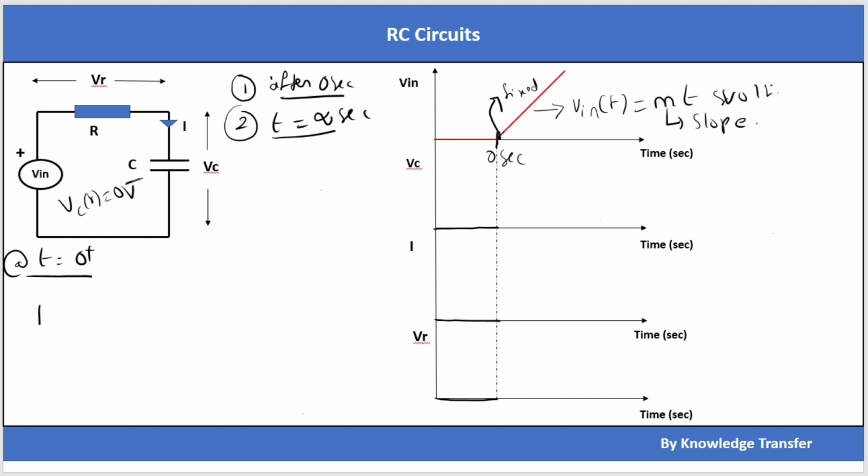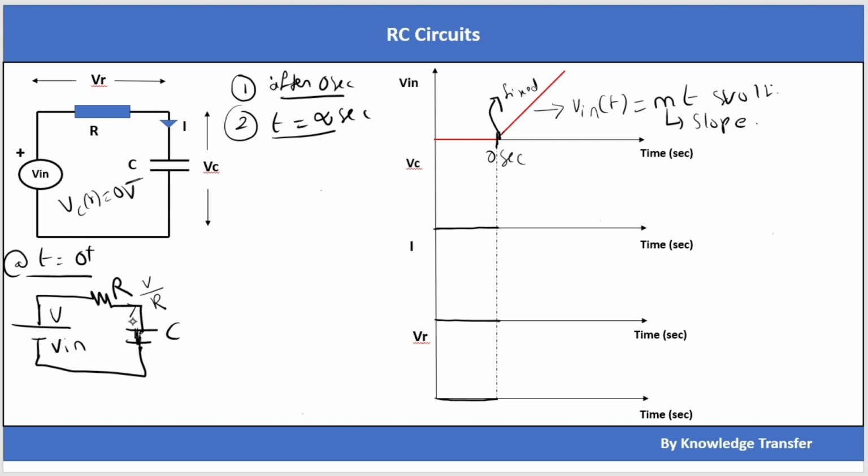At that time, if I redraw the circuit, I can redraw it with a resistor and a capacitor. This is the V in, this is the capacitor, and this is the resistor. Because I'm considering only one particular point, this V in we can write as a fixed V volts. Because the capacitor starts seeing the voltage from 0 to some volts, the capacitor will act as a short circuit here. So the current flowing in the circuit at t equal to 0 plus will be voltage V divided by resistance R.